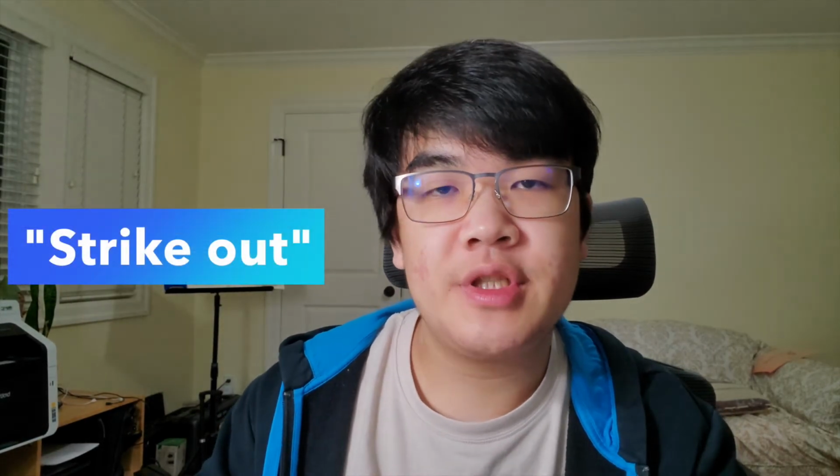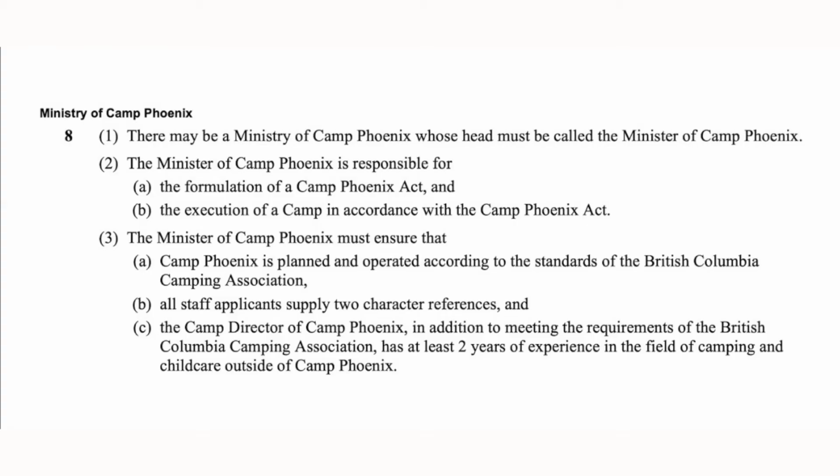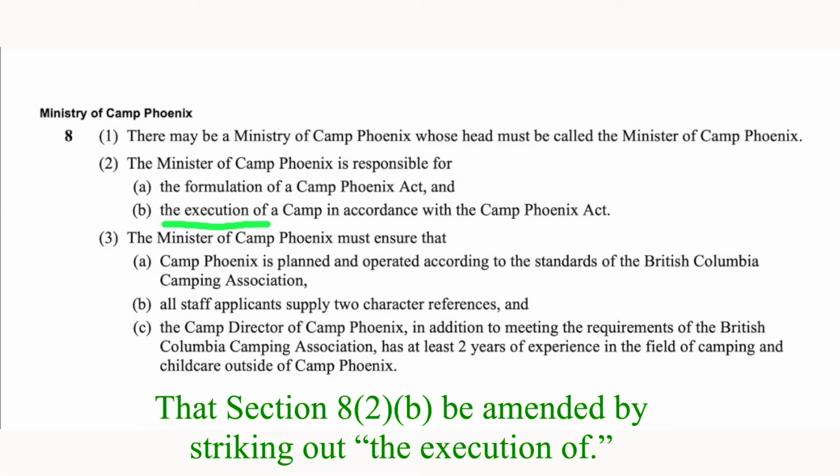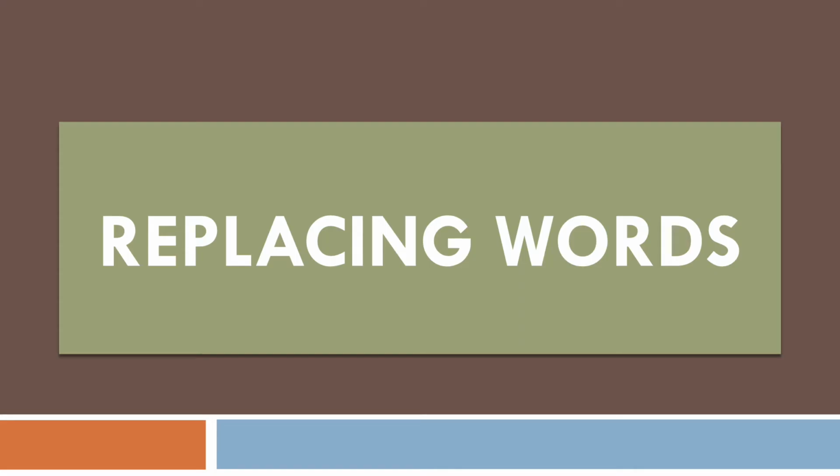If you want to remove some words, use the words strike out to identify the words that you want to remove. So for example, let's suppose that one year you decide that the words the execution of in section 8, subsection 2, paragraph B implies that the minister is not responsible for the planning of Camp Phoenix, so you want to delete them. Your amendment motion could read like this: that section 8, subsection 2, paragraph B be amended by striking out the execution of. Don't forget the quotation marks, they are always important.